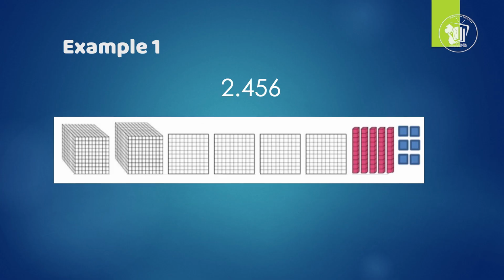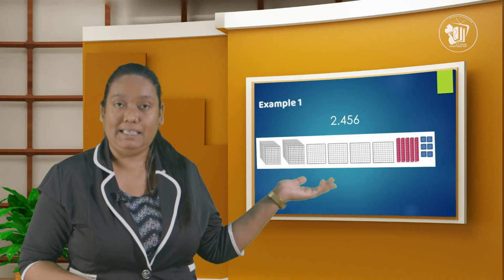Let us look at an example. How can we use our base 10 blocks to represent the decimal number? Let us read this decimal number. This decimal number reads 2.456. Well, to represent this number using our base 10 blocks, we first will use two large cubes to represent the whole number 2. Then we will have to use four flats to represent 4/10. Next, we will use 5 rods to represent 5/100. And lastly, we will use 6 cubes to represent 6/1,000. And that is how we use the base 10 blocks to model decimal numbers.